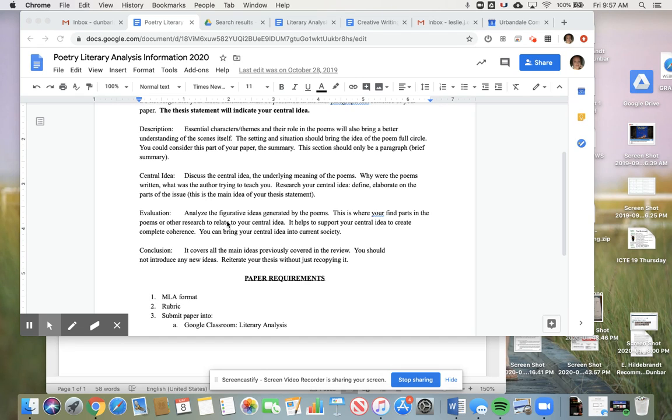Evaluation. So this is where you're analyzing. This is where all of those figurative languages that we studied in our reading dissections are going to come into play. So you're going to look for similes and metaphors and all that good stuff. And like I said, I'll get into that more when I show you the example.